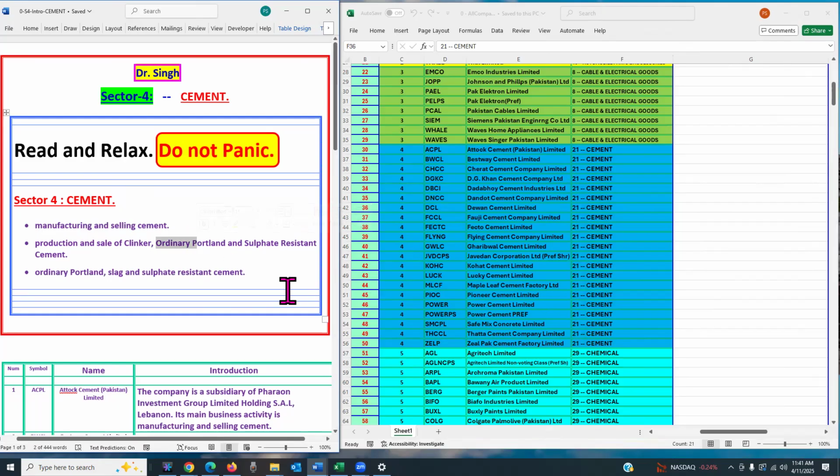Ordinary Portland and sulfate resistant cement. Of course, you don't have to know in detail what they do and all that stuff, but that's what they produce. And finally, there are companies that deal with ordinary Portland, slag, and sulfate resistant cement. You're done, right? So don't worry too much about these complicated words. Just remember there were such words. If you forget, that's fine. Come back to the video and then you will be good to go.